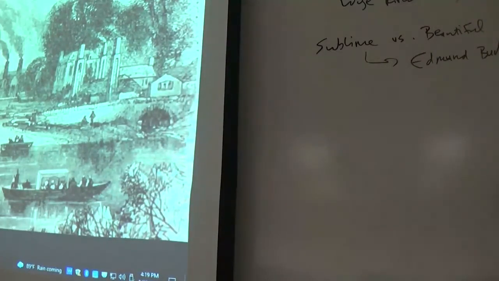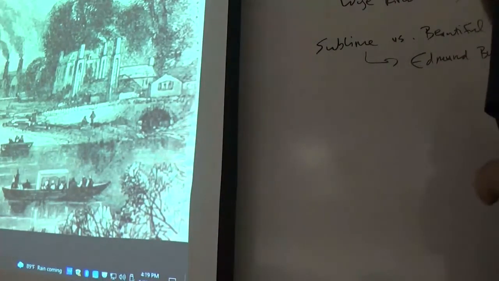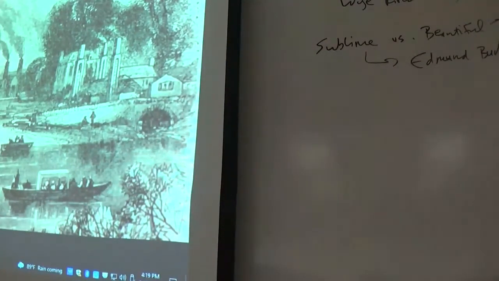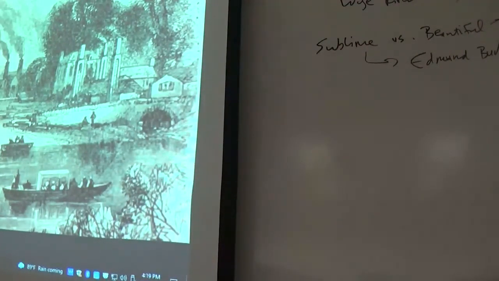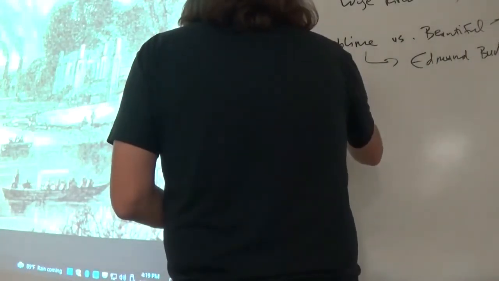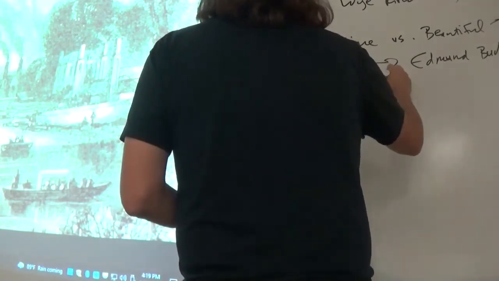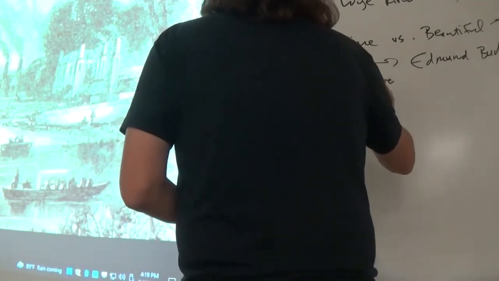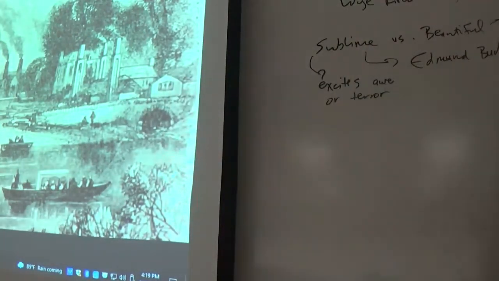So something that's beautiful excites desire. Something that's beautiful is usually small, symmetrical, and is the kind of thing that you can imagine possessing, right? It's small enough that your mind can take it in and encompass it. The sublime is that which excites awe or terror. It does this mostly by making you feel tiny and insignificant, right?